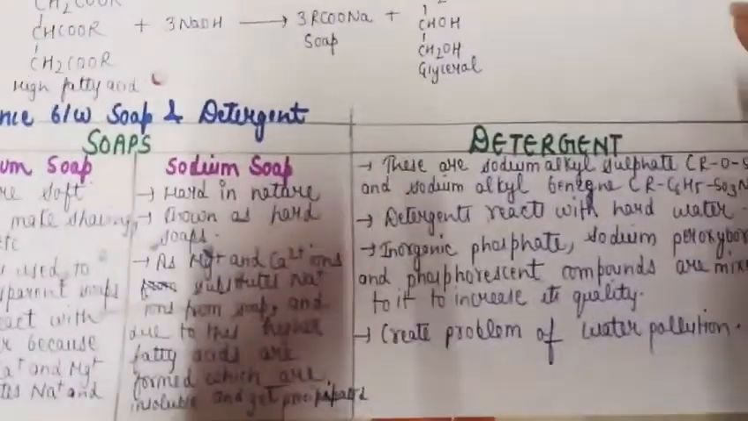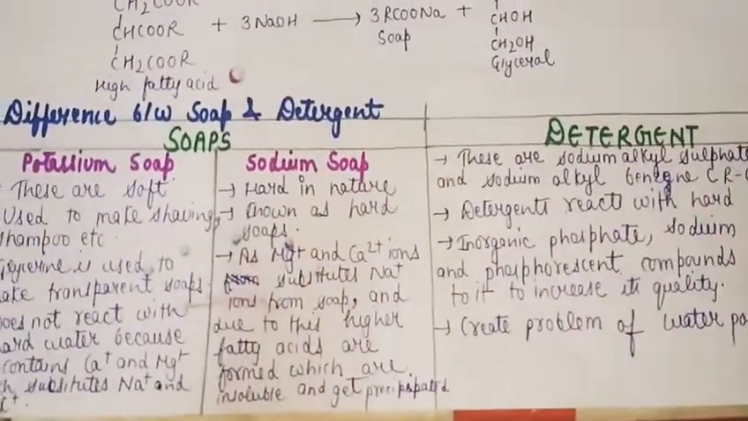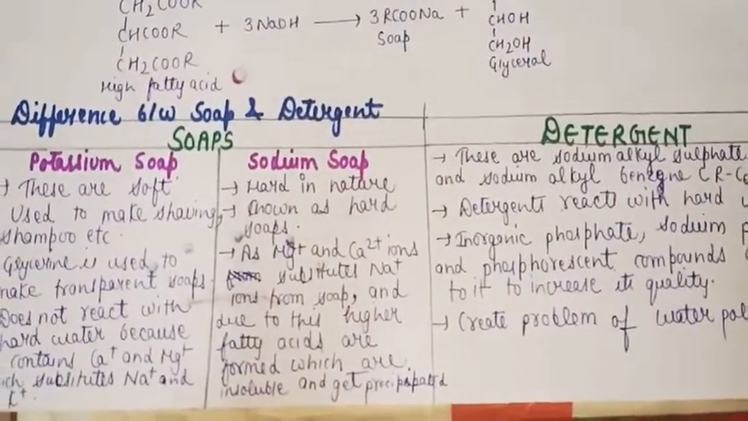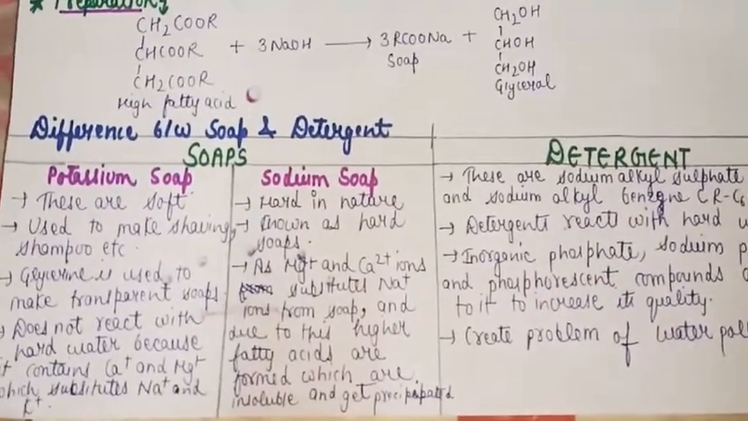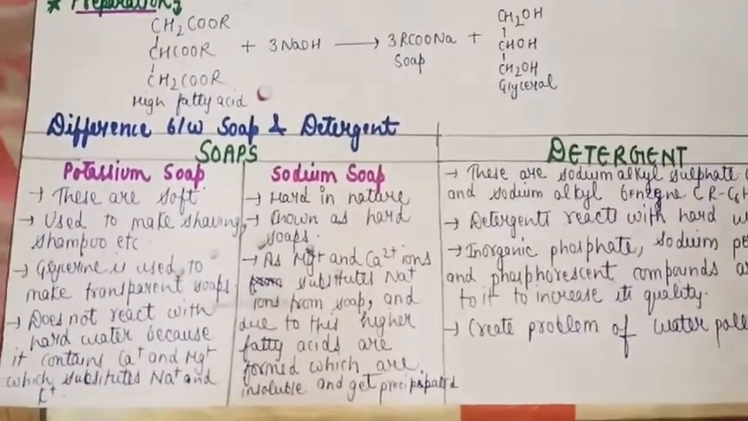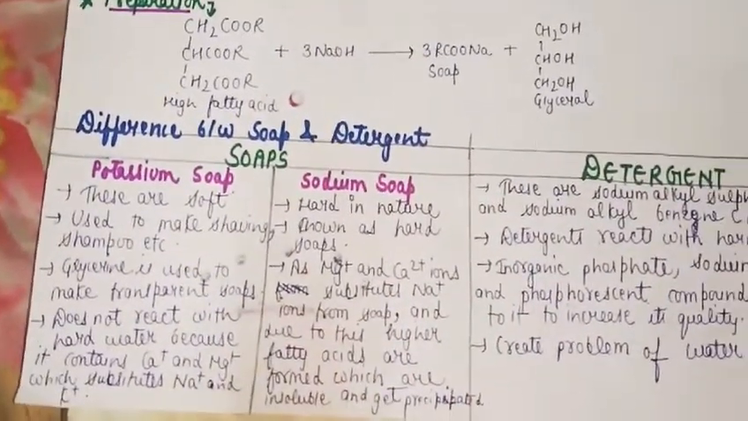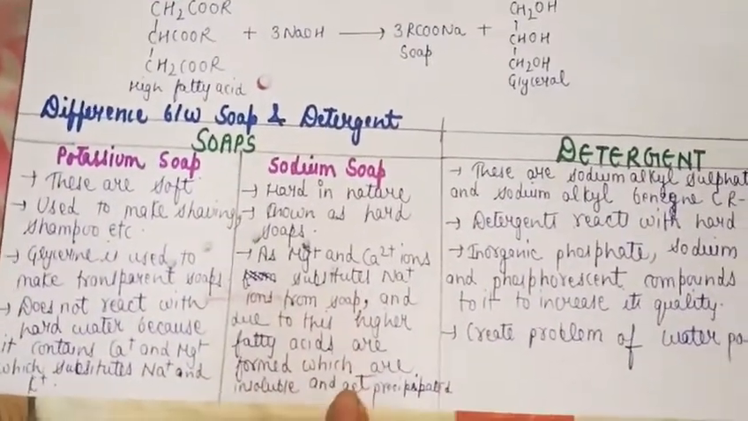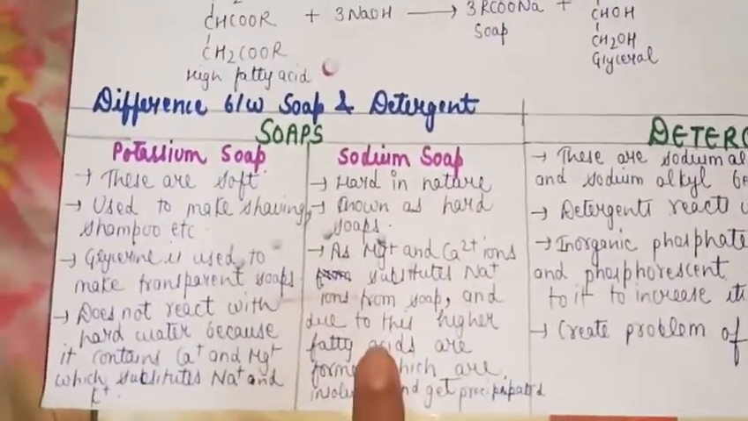Sodium soaps, on the other hand, are hard in nature, known as hard soaps. Here Mg and Ca2+ ions substitute Na ions from the soap, and due to this a high fatty acid is formed, which is insoluble and gets precipitated. This is the same topic I have just discussed with you, and this is the main and important topic from soap and detergent. Now this is about sodium soap.